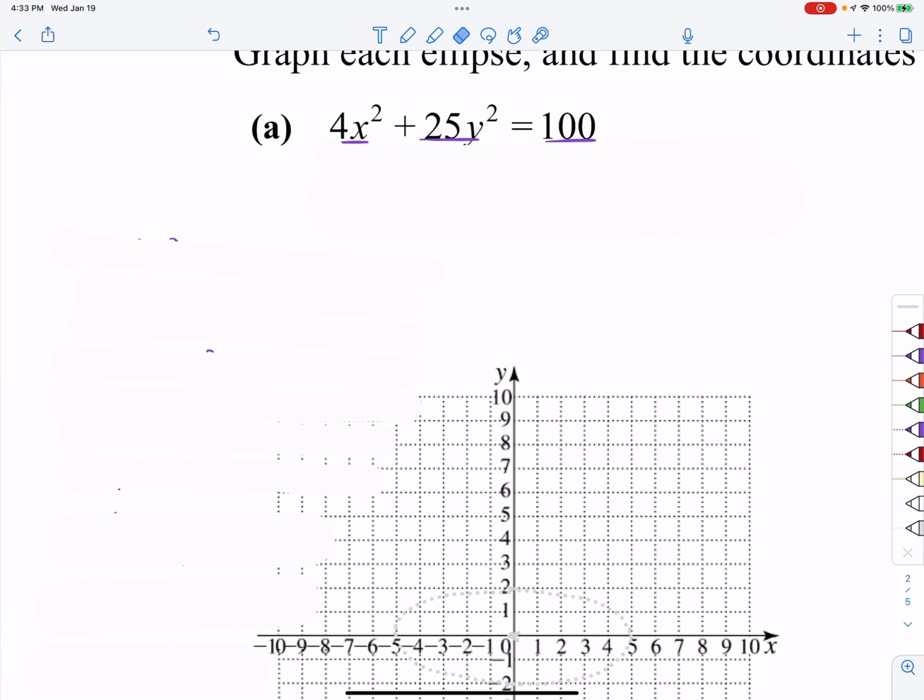And so getting it into standard form says that we're going to divide all 3 terms by 100, and then I'll reduce each of my fractions. And when I reduce my fractions, I'll get x squared over 25 plus y squared over 4 is equal to 1. Now immediately I can tell that since my larger denominator is under the x's, this is going to be a horizontal ellipse. I know it's going to be one of these guys. Okay, so it will be a horizontal ellipse.